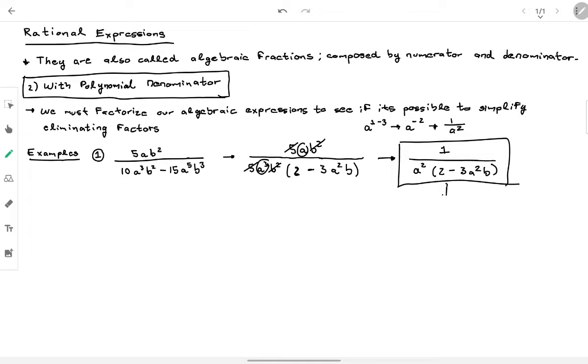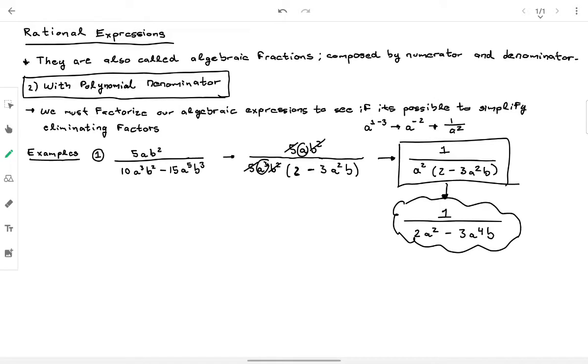Or maybe somebody can ask, can I multiply the denominator part? Yes, of course. Another answer for this one can be 2a squared minus 3a to the 4 b, and this can also be an answer for this exercise. As we saw in this exercise, the most important part is to remember the factoring cases in order to factorize our polynomials and see if we can simplify one part of the numerator with another part of the denominator after we have factors. Let's see another example.